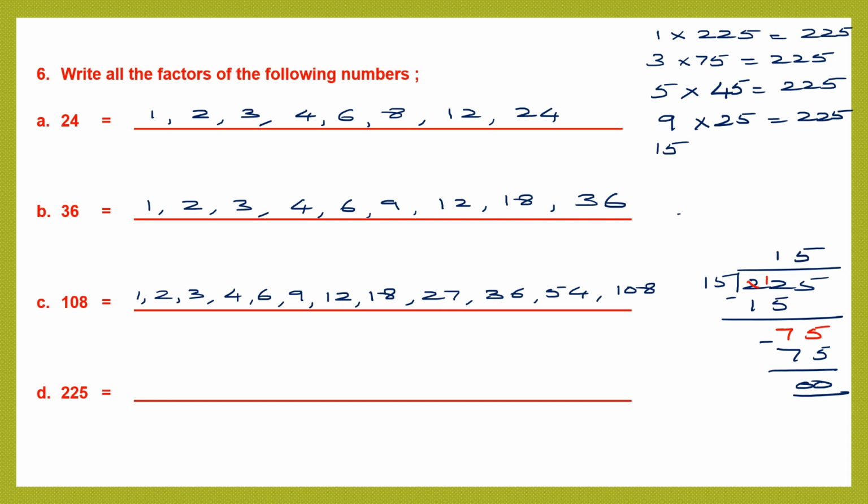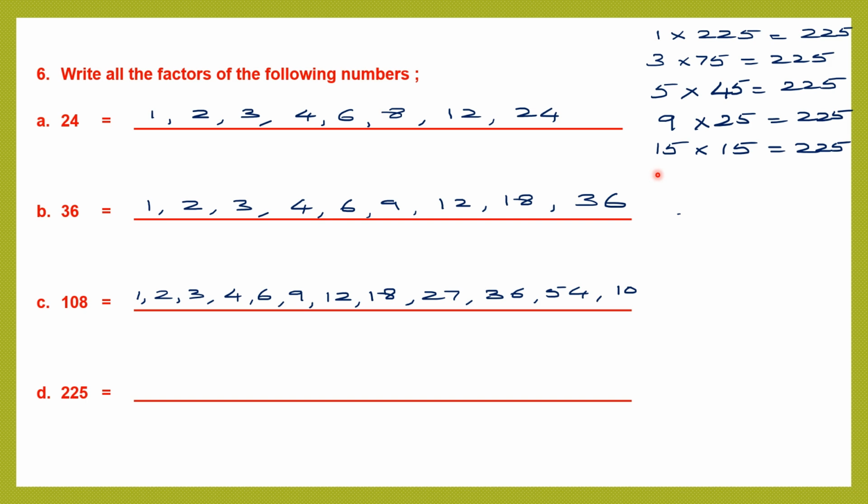so now our quotient is 15. That means 15 into 15 is 225. After 15, the next number that will give us 225 is 25. 25 into 9, but that's already there, so we stop with this.